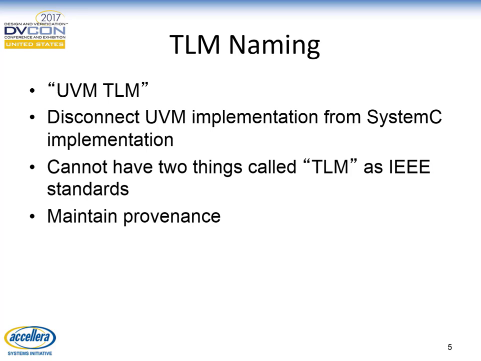And it would be a very bad thing to have two things called TLM that were IEEE standards. So to have something called TLM in the 1800.2 spec and something called TLM in the 1666 spec would not be a good thing. So we decided what we're going to do is change the name to UVM TLM, and we're going to then wave our hands and say, okay, they're not the same thing anymore. I think this is a good thing.